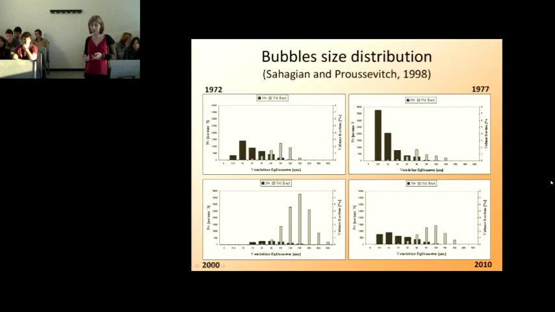In 1977, for the smallest bin size, we have the highest peak of number density and the lowest peak for volume fraction. While in 2000, we have the lowest peak for number density, and for larger bin size, we have the highest peaks of volume fraction.